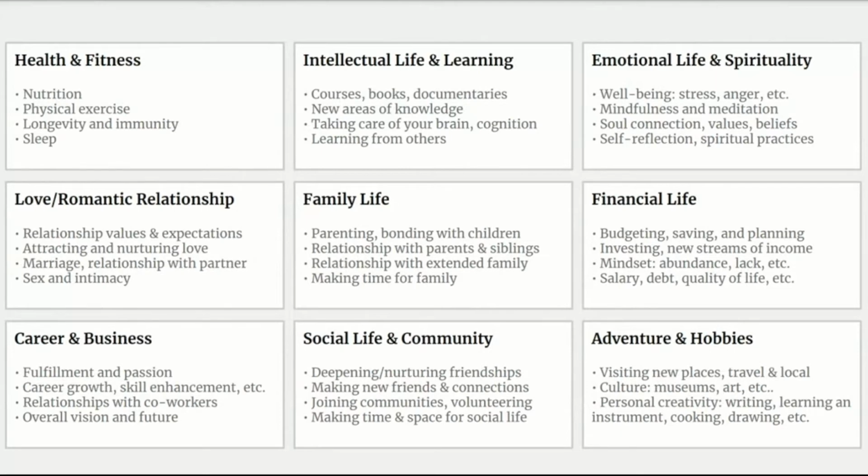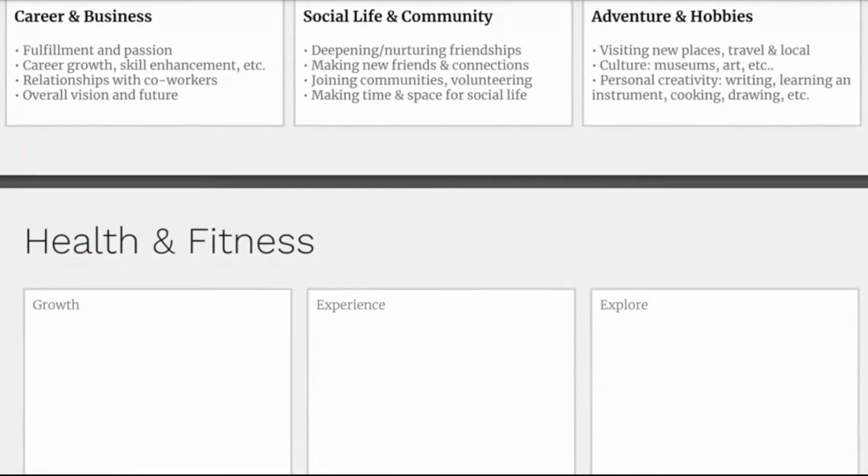Health and fitness is 1, intellectual life and learning is 2, emotional life and spirituality is 3, love and romantic relationships is 4, family life is 5, financial life is 6, career and business 7, social life and community 8, and adventure and hobbies 9. Then you begin the exercise.